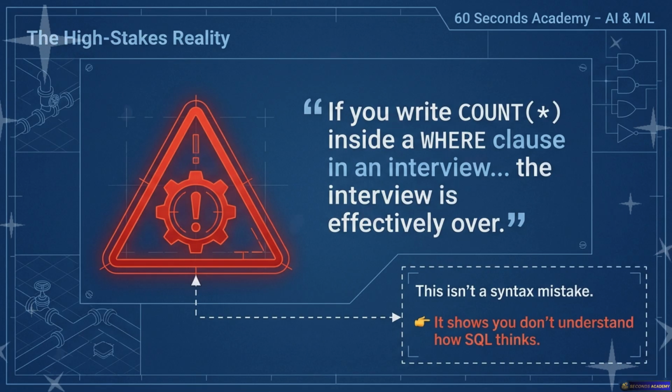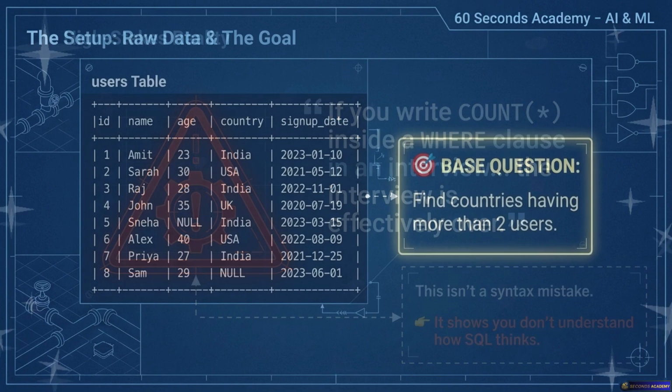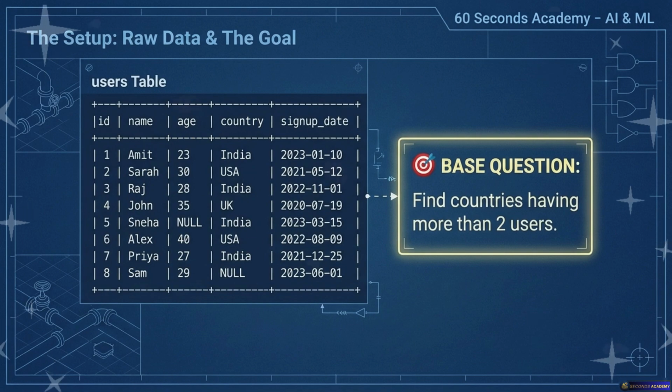So to fix that mental model permanently, we need to ground this in a real continuity dataset. We're looking at a standard users table today. Very standard. Something you'd see in almost any technical assessment. So picture the columns. We have EID, name, age, country, and signup date. So we're dealing with records like Amit, who is 23 from India, or Sarah, 30 from the USA, Raj, 28 from India, and John, 35 from the UK. A very realistic user table that candidates will encounter in that initial data exploration phase.